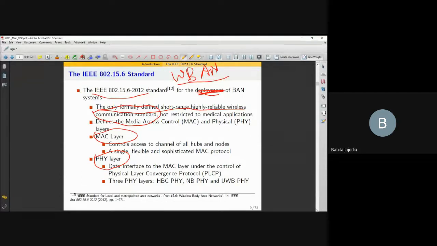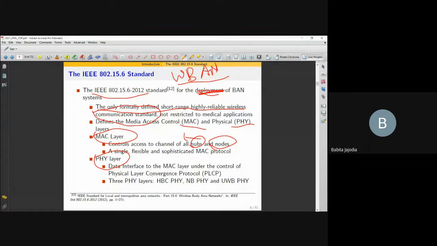Okay, so basically any standard defines the MAC and the physical layer, right? The other layers which come under the OSI model do not come in the scope of this presentation. So when we say MAC layer, what does it define? It tells us about the control of access to the channel for all the hubs and the nodes. The master node can also be called a hub.